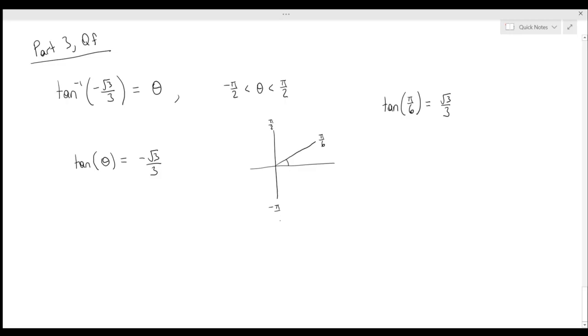To do that, I know that tangent is negative in the fourth quadrant, so I would need negative pi over 6 in order to get an answer of negative root 3 over 3. So the angle that I'm looking for is minus pi over 6. Tangent of minus pi over 6 will equal negative root 3 over 3, and that is the angle between minus pi over 2 and pi over 2. So in summary, the inverse tangent of minus root 3 over 3 should be equal to negative pi over 6.